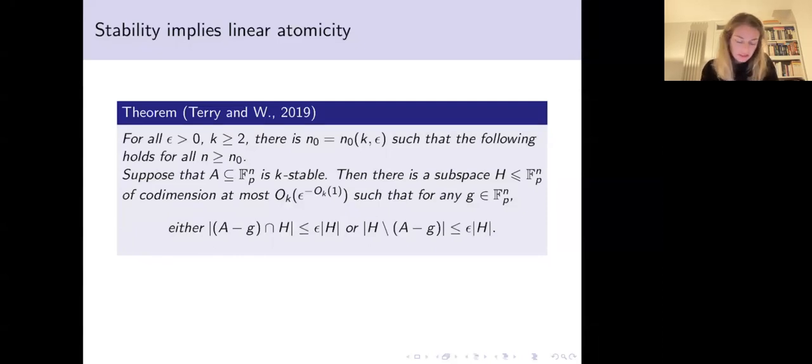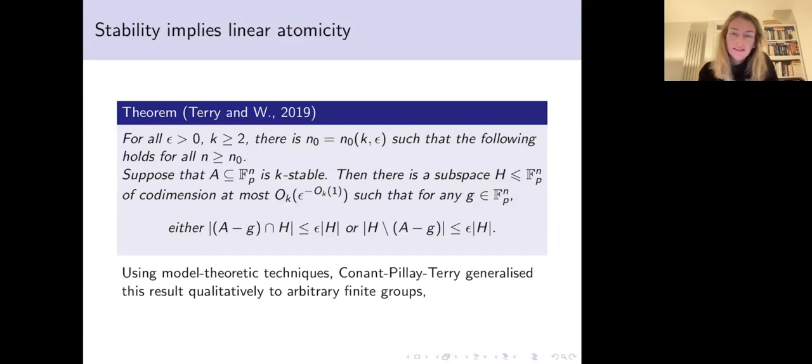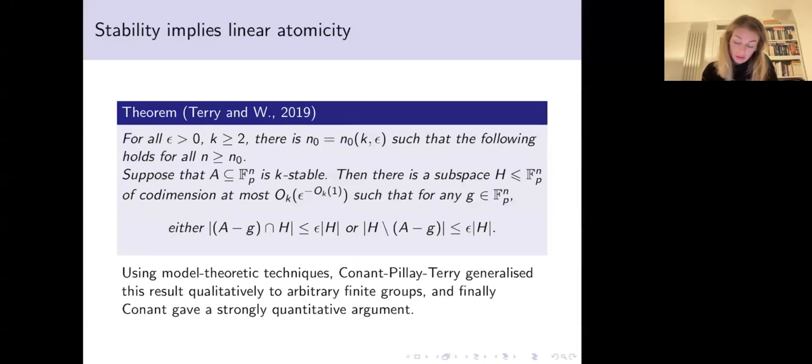We also proved this result in finite abelian groups, and using model theoretic techniques, Conant, Pillay, and Terry generalized this result qualitatively to arbitrary finite groups. And finally, Conant gave a strongly quantitative argument, which is morally the correct argument in the finite setting. I might also mention that the characterization of linearly atomic sets is open. This is different from the setting of graphs. We might come back to that at a later point in the talk.